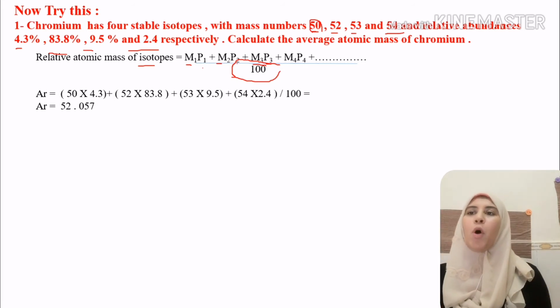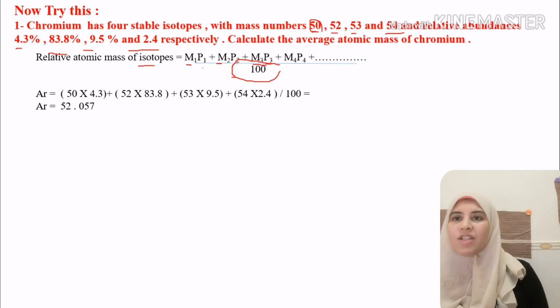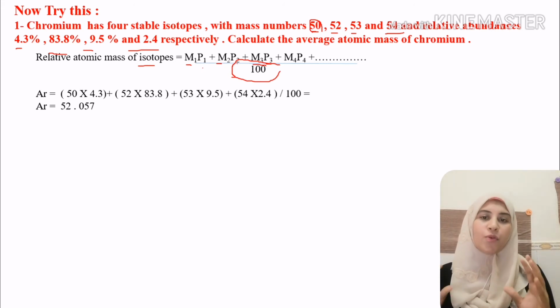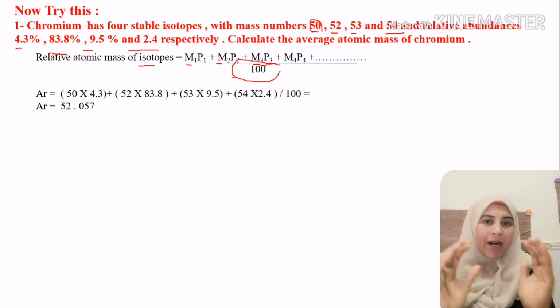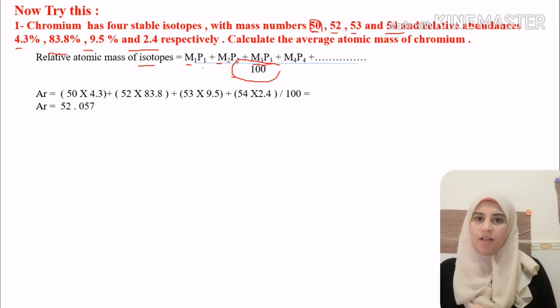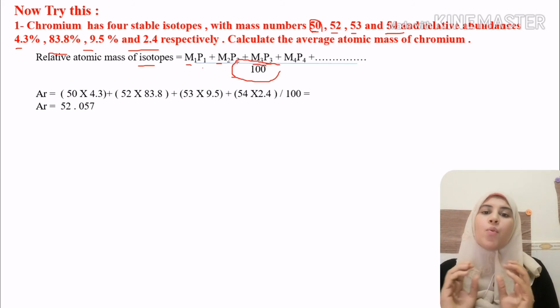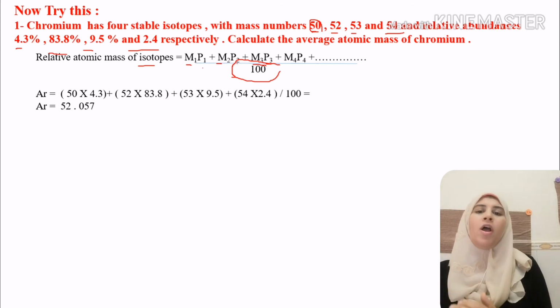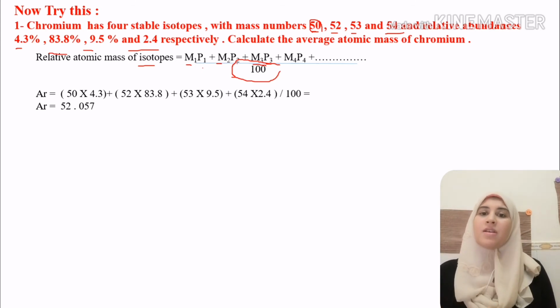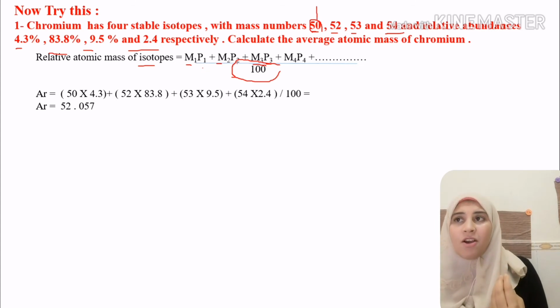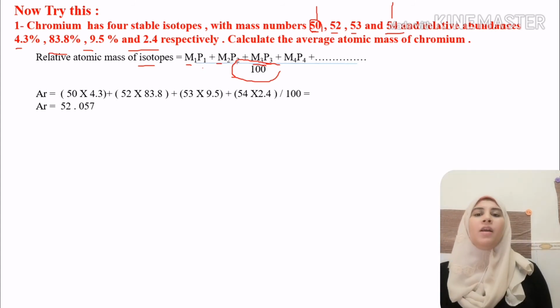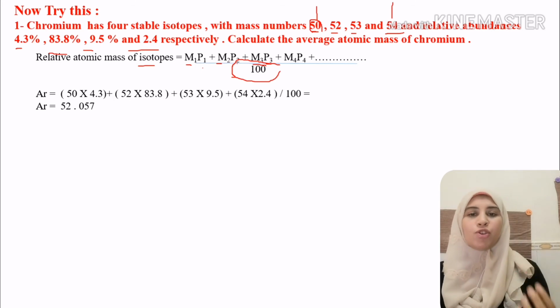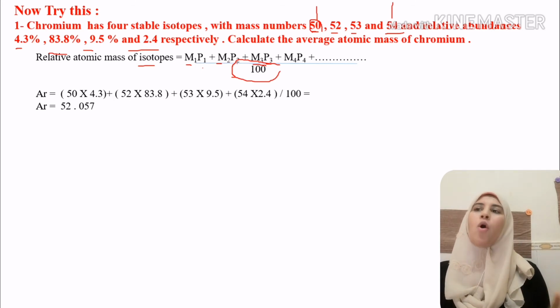Its abundance 2.4, all of these divided by 100. Don't forget to write your practice in calculation. If you write the calculations without a practice, your calculation is wrong. And if your calculated relative atomic mass is less than 50 or higher than 54, you are wrong. If your calculation is far from 52, you are wrong.